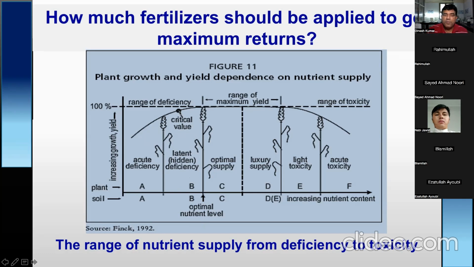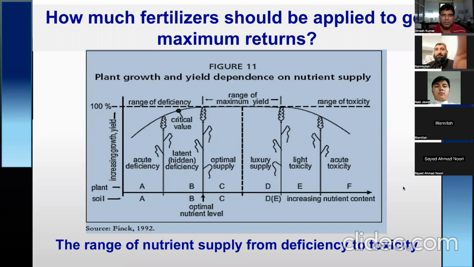Critical value: if you move towards the left side, you will get 90% growth or 90% yield, or in other words, the reduction in growth or yield is 10% or more. Then this is your critical value. And then after the critical value, you continue to increase the nutrient supply, and one point will come, which is optimal supply.